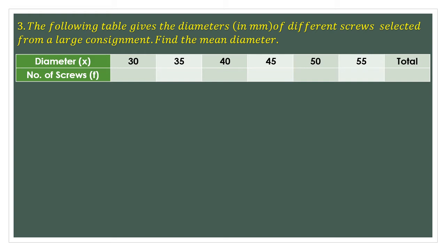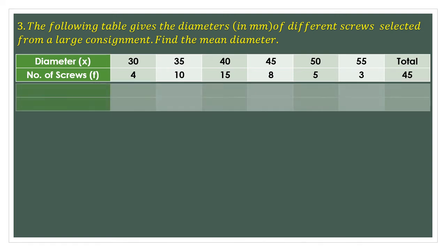As you can see here, the diameters all have a common factor. Each of them have a difference of 5. That means we can take the shortcut method here to easily solve the sum. These are the frequencies. The total frequency is 45. We will start with D. As you can see here, the middle value is not there, so I have taken 40 as the assumed mean here. That is the assumed value here is 40.